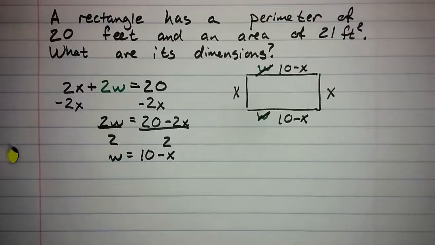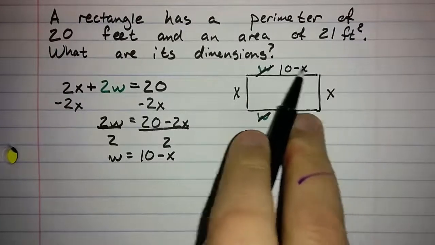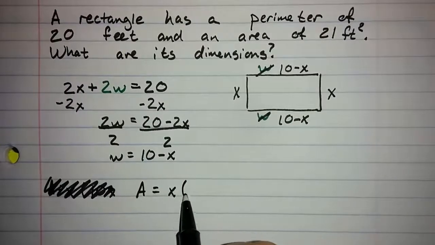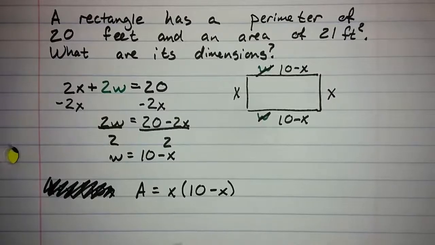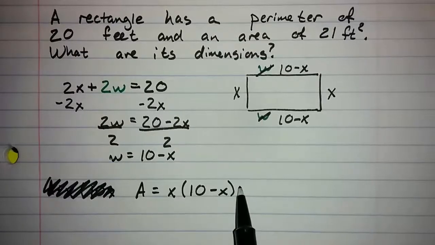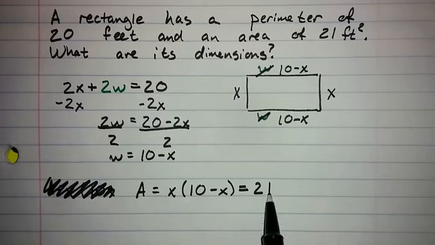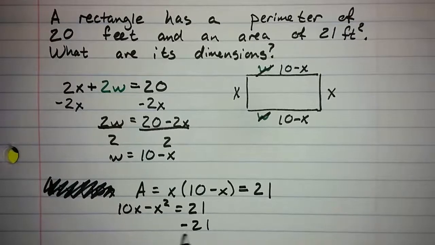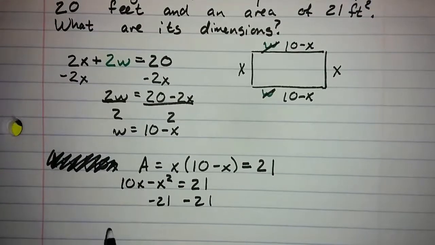What's the area of the rectangle? Well, it's going to be the product of the two dimensions. The area is x times 10 minus x. And I want to find what value of x will make that equal to 21. How should I solve this? Well, I'll multiply it out. I'll subtract 21 from both sides. And now, as I'm rewriting this, I'm going to write the x squared term first.